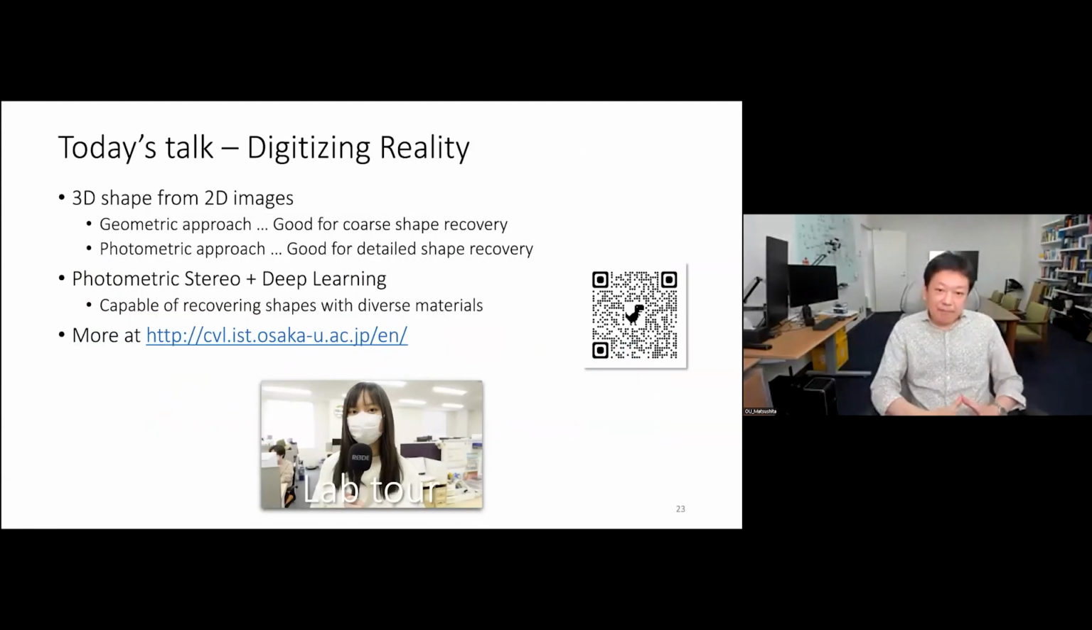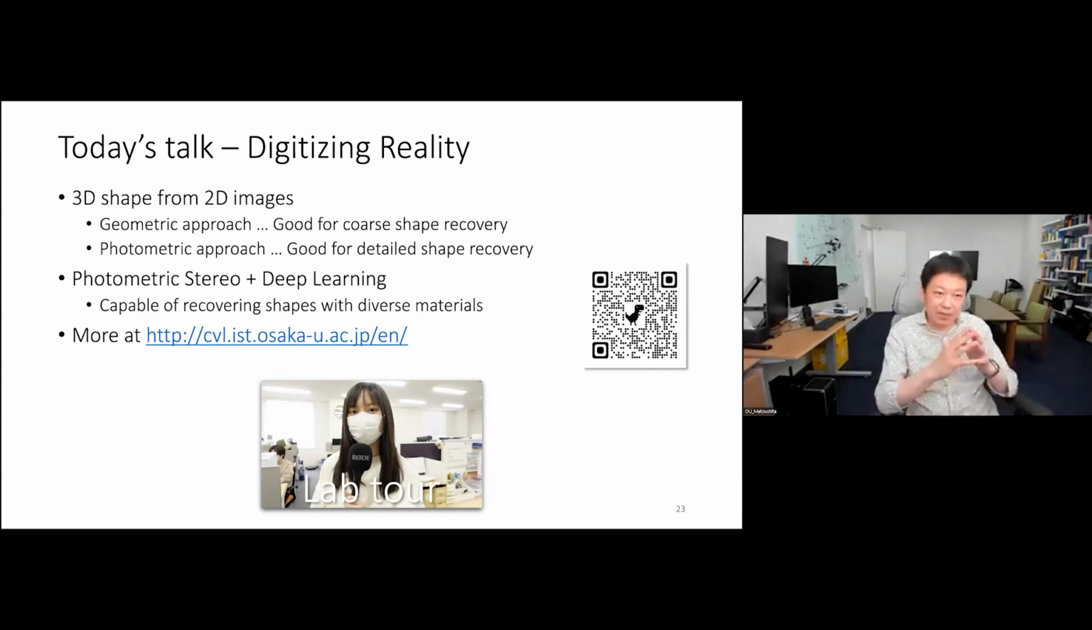So now my talk is almost over. In my talk, I talked about the topic of digitizing reality. We have learned two approaches to 3D shape recovery from 2D images.